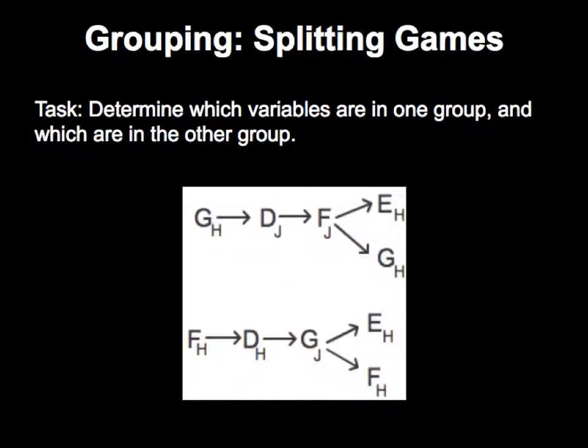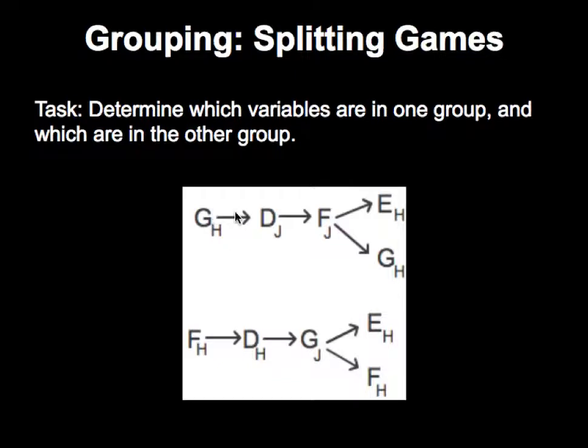And here I have an example for you of what a grouping splitting game diagram might look like. Notice here that I'm using subscripts. We have if G sub H requires D sub J, then what would the contrapositive of that be? Well, if there are only two groups, let's say they're H and J, and D were not in J, what would that be? Well, if D were not in J, then D would be in H. And if G were not in H, then G would be in J.